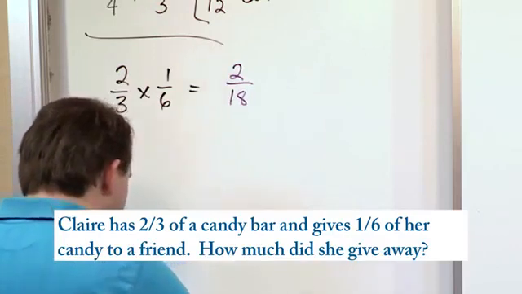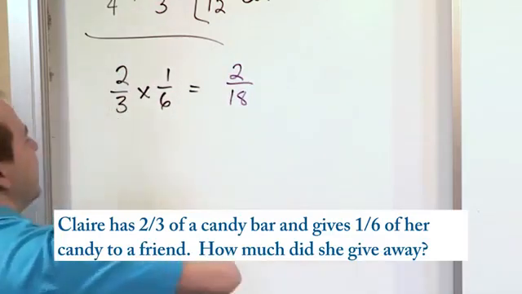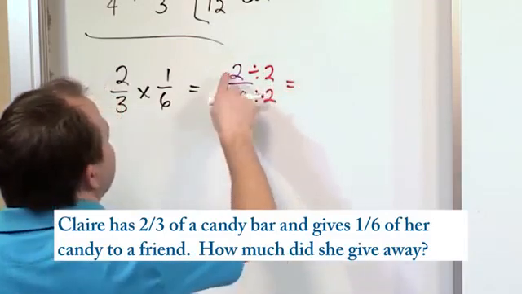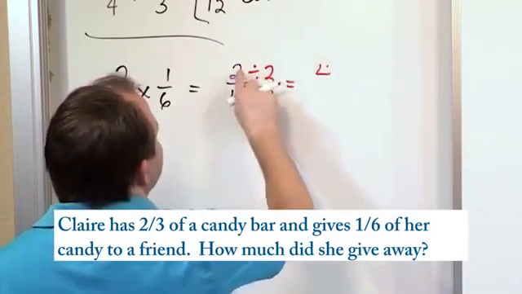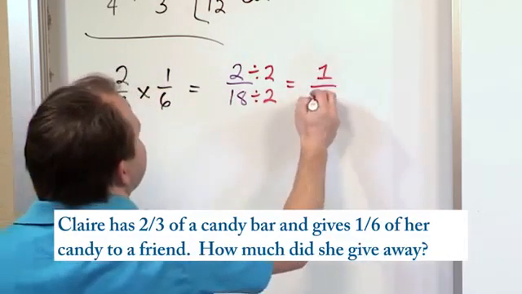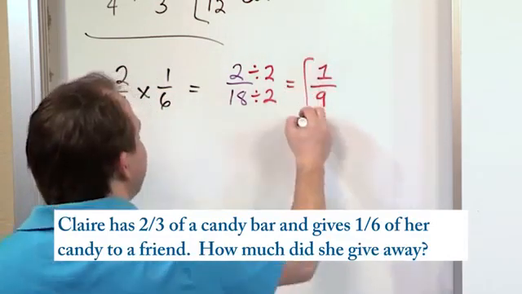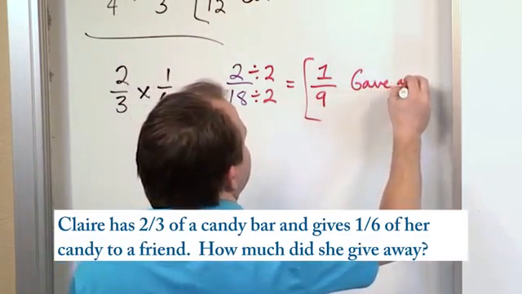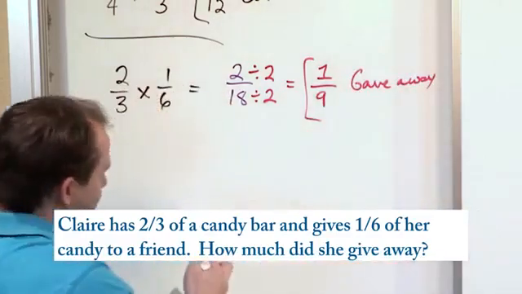This is the answer. We always want to simplify, and we know that these are even numbers. So we divide the top by 2 and the bottom by 2. 2 divided by 2 gives me 1. 18 divided by 2 gives me 9. So the answer is 1/9 is how much she gave away. So that's how much candy she gave away.